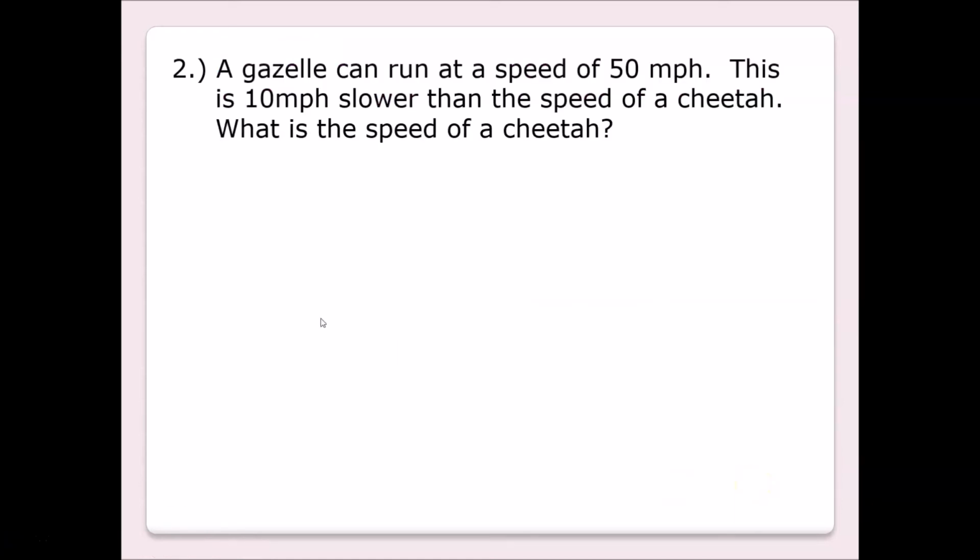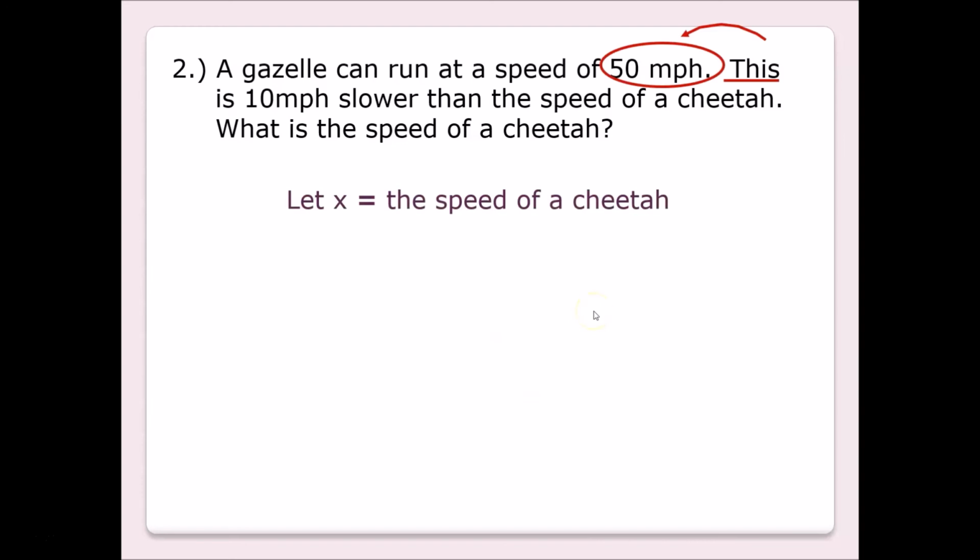Number 2, a gazelle can run at a speed of 50 miles per hour. This is 10 miles per hour slower than the speed of a cheetah. What is the speed of the cheetah? Now this question is very similar to the first one, only that the situation is quite different. So to solve the problem, first we identify the variable. So let x be the speed of the cheetah.